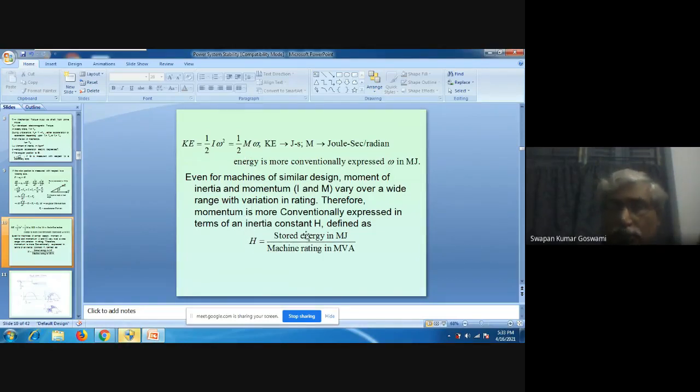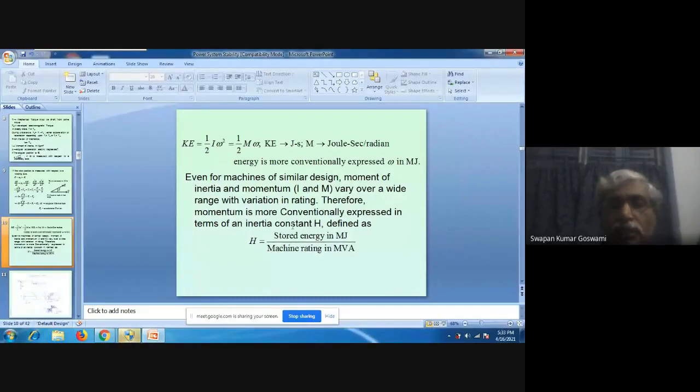We shall see this later on. Okay, so when we will be solving, you will rather be writing M in terms of H, from this definition of H, where H is the stored kinetic energy in megajoules. That means half M omega, by machine rating. Say the machine rating is G, so half M omega. So M is actually 2GH by omega.